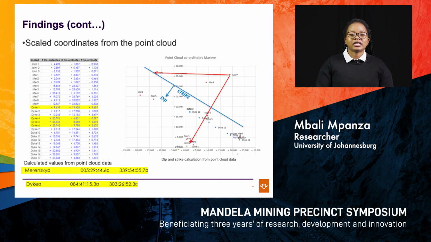From the calculated coordinates, using the elevations from the point cloud data, we found that the dike dips at 84 degrees, and we had measured 80 degrees. So the variance is not that great. We also measured the Merensky to be at 8 degrees, and from the 3-point problem we calculated that the Merensky dips at 5 degrees.